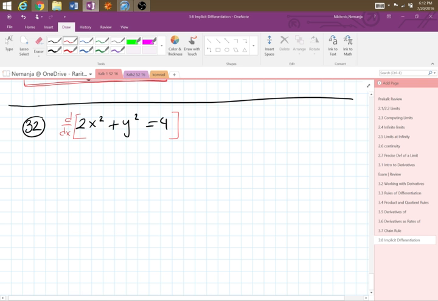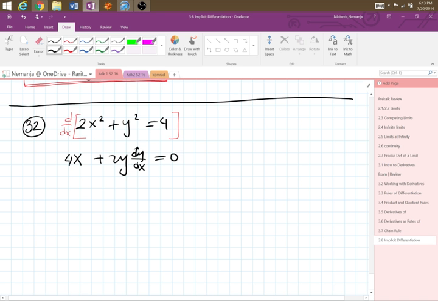We're supposed to take the second derivative over here, right? We start the second derivative by figuring out the first derivative first. And that is going to be what? We apply the chain rule underneath this: 4x, good, plus 2y dy/dx is equal to 0. Very good.